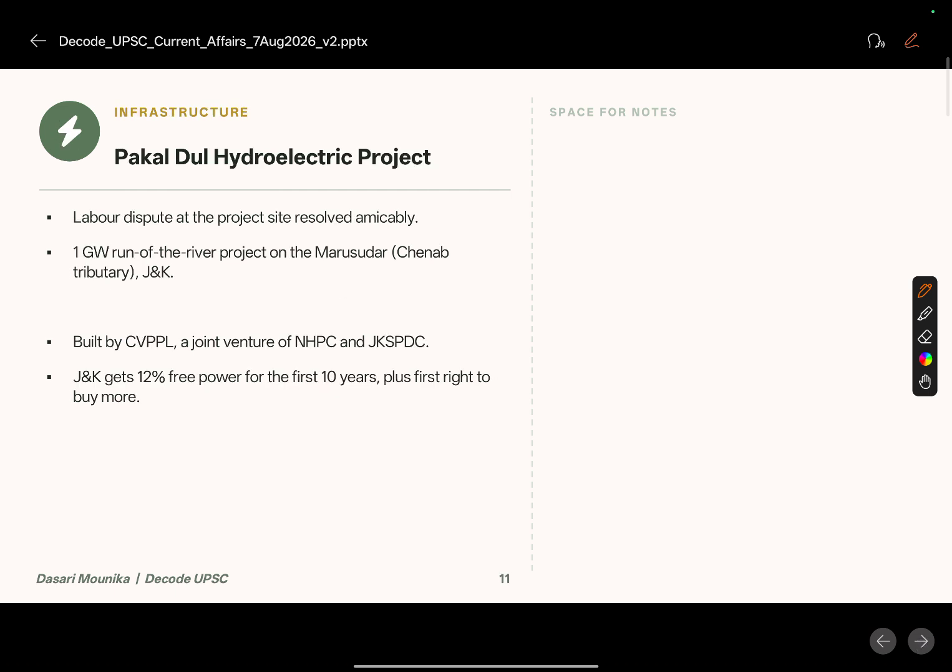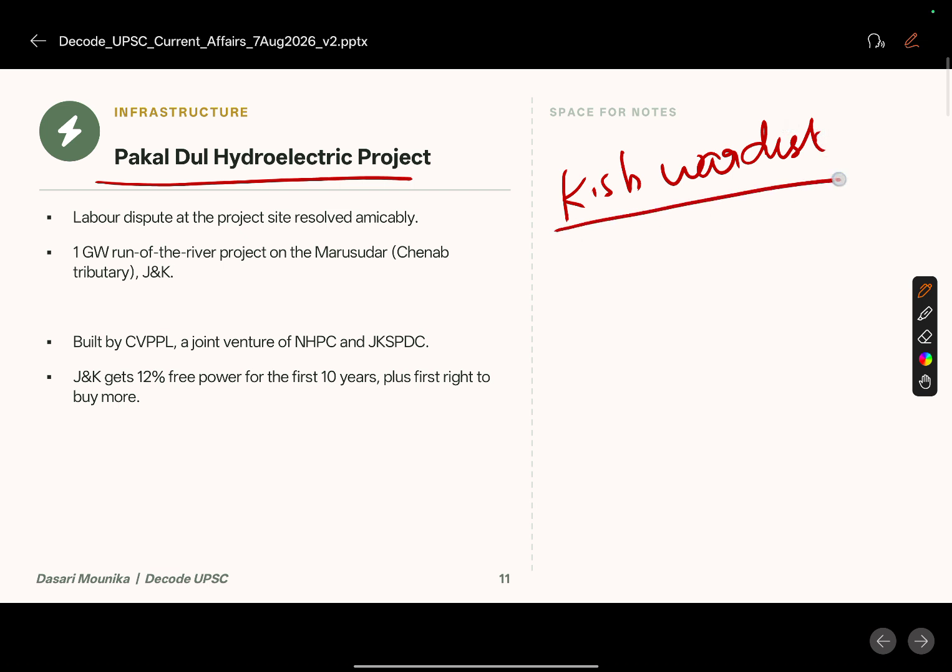Next, moving forward, we have the Pakal Dal Hydroelectric Project. Pakal Dal Hydroelectric Project is located in Jammu and Kashmir, in Kishtwar district. This project is located near the Chenab Valley. The Kishtwar district in the Chenab Valley is in Jammu and Kashmir.